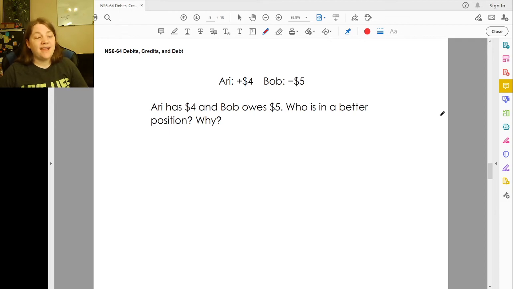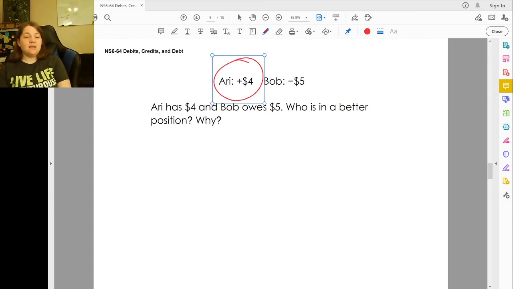Let's say Ari has $5 and Bob owes $5. Who's in a better position? Still Ari. Even though Bob has the bigger number, that's a negative number. That means Bob owes that. That's not good. Ari has this. That's a better position for your bank account to be in.